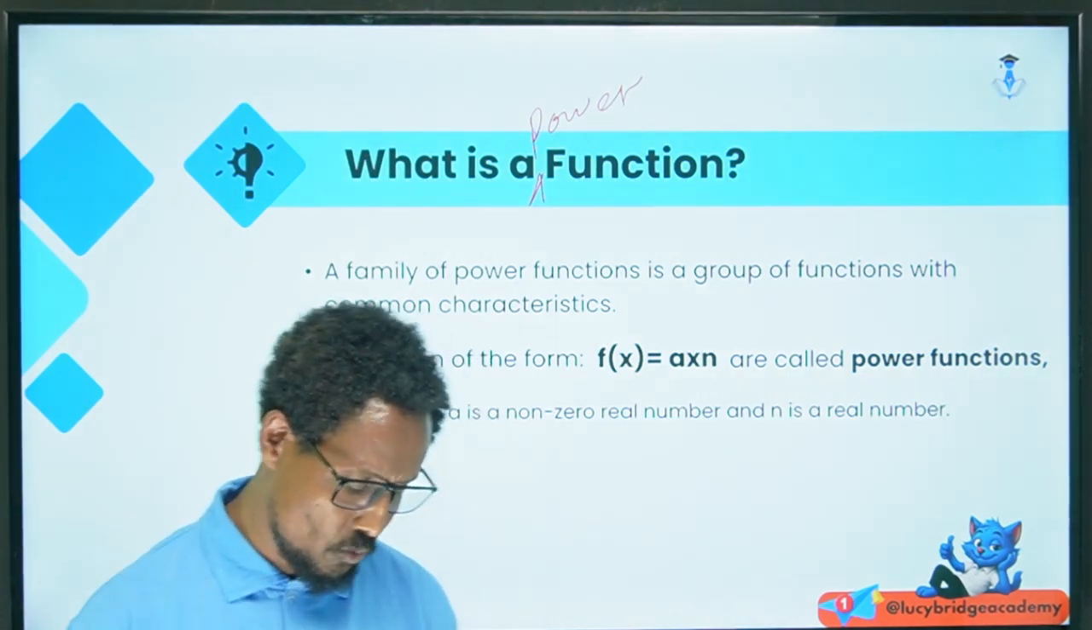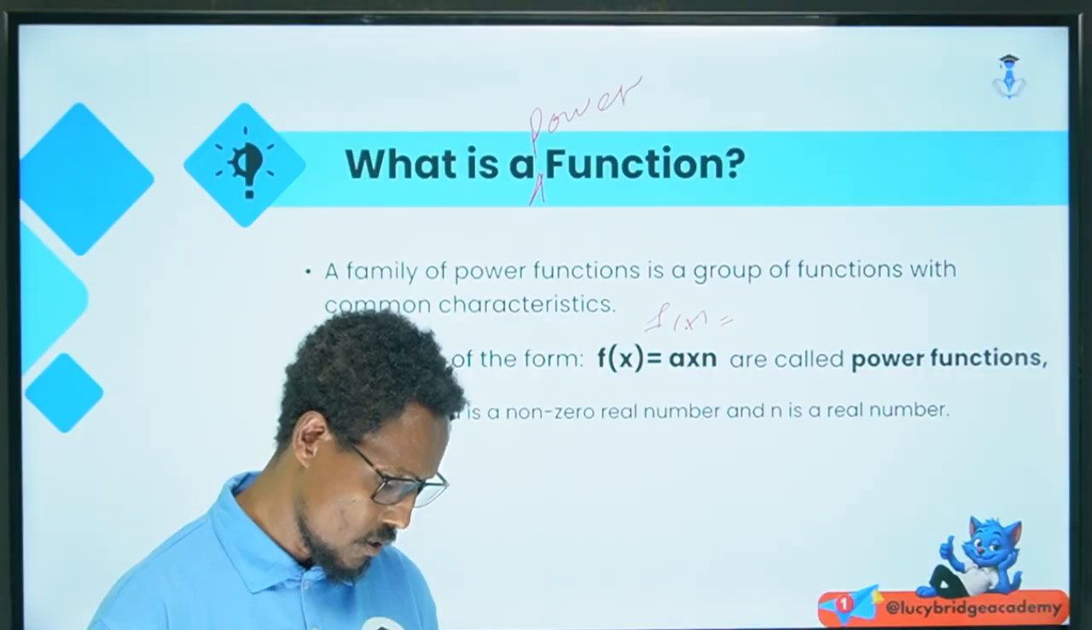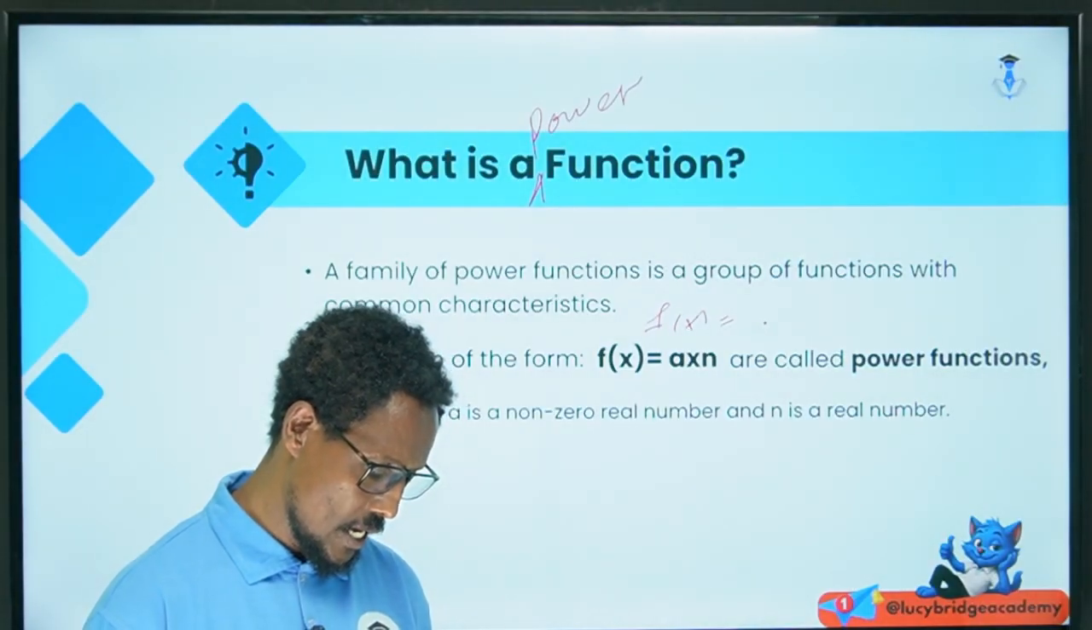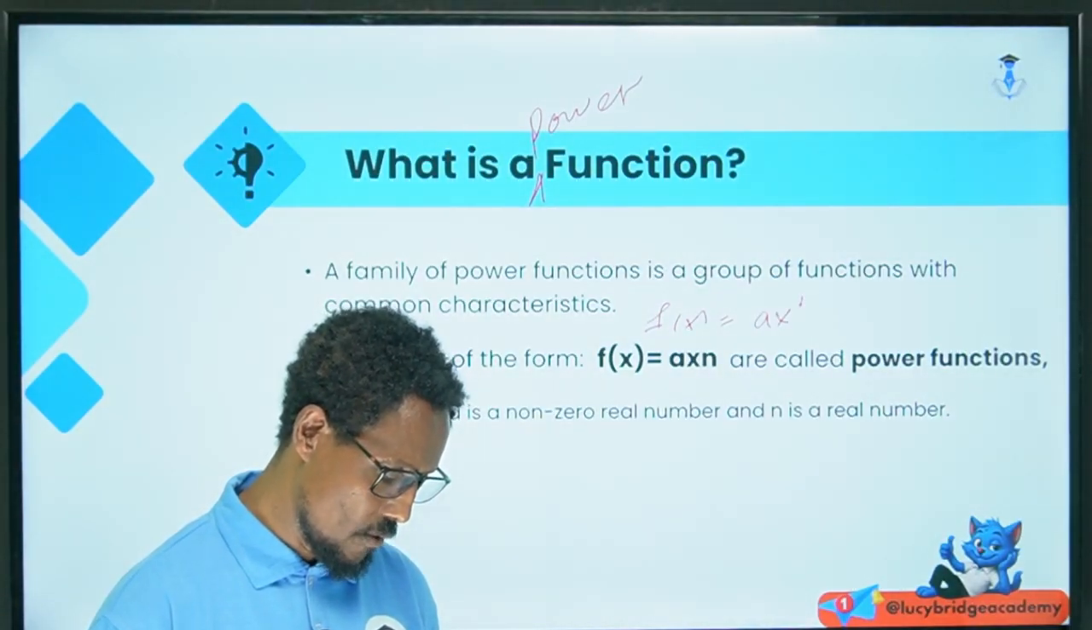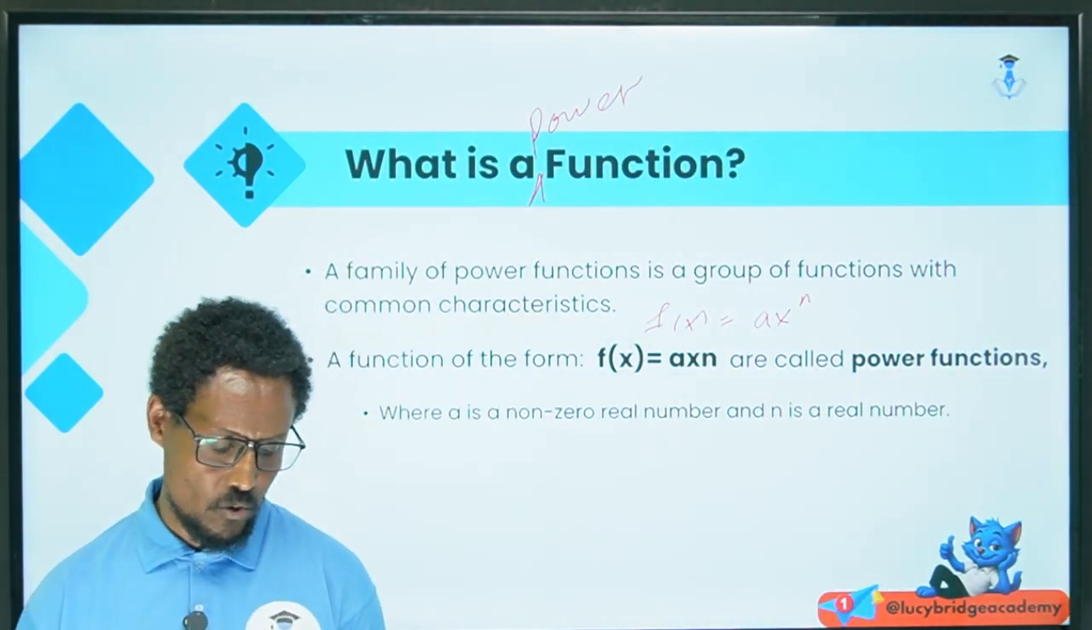A function of the form f of x which is equal to ax to the power of n is called a power function, where a is a non-zero real number.